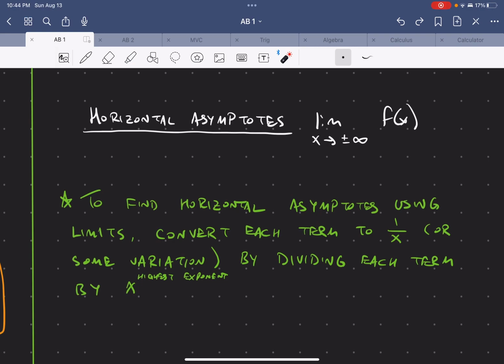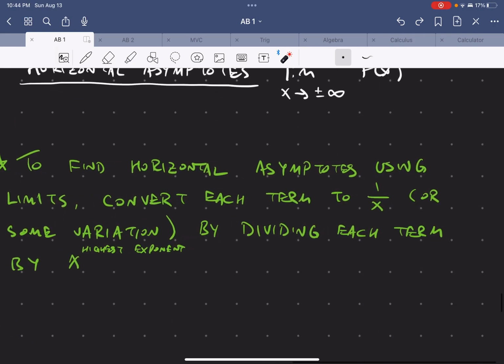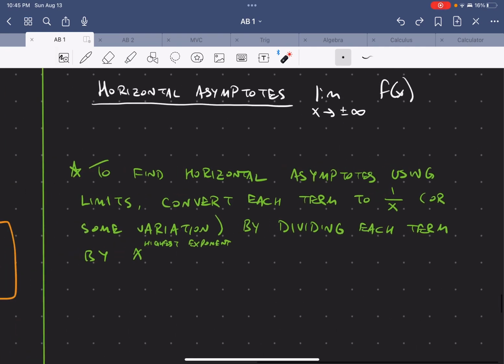So to find horizontal asymptotes using limits, here's what you want to do. You want to convert each term to 1 over x, or at least some variation of 1 over x, by dividing each term in your rational function by x raised to whatever the highest exponent is inside that function. The reason why we're doing this is because we can evaluate each of those limits separately. Remember, the limit as x goes to infinity of 1 over x is equal to 0. So you can evaluate all those guys separately and then that'll help you find the answer.